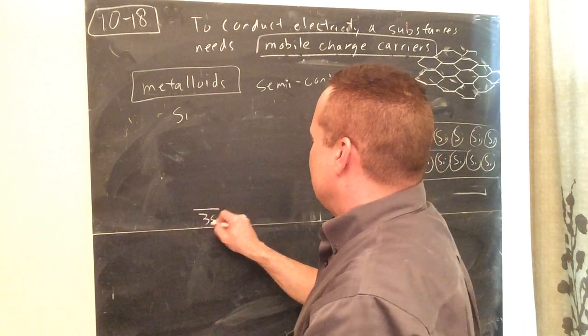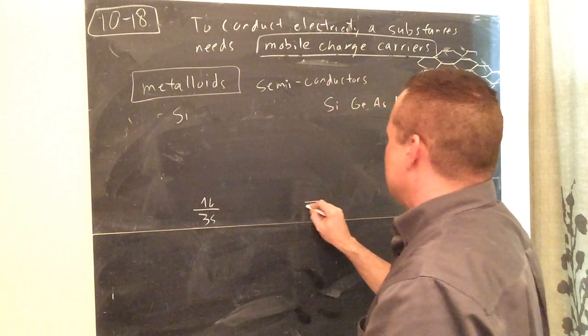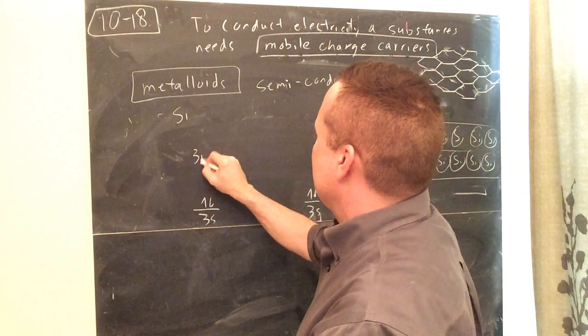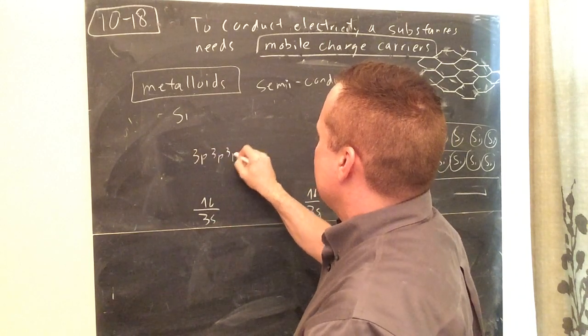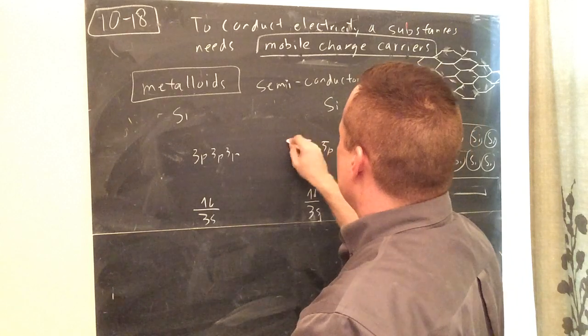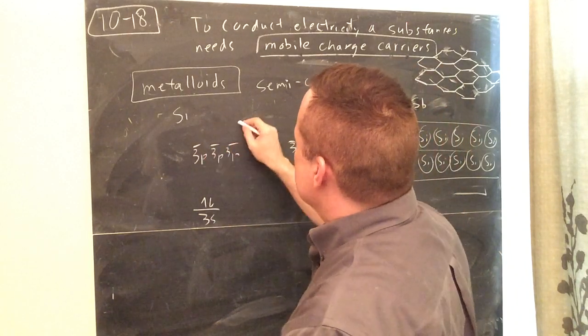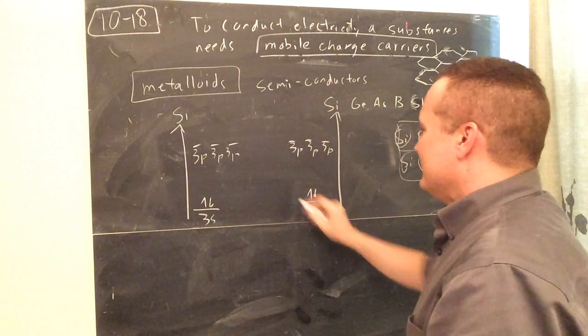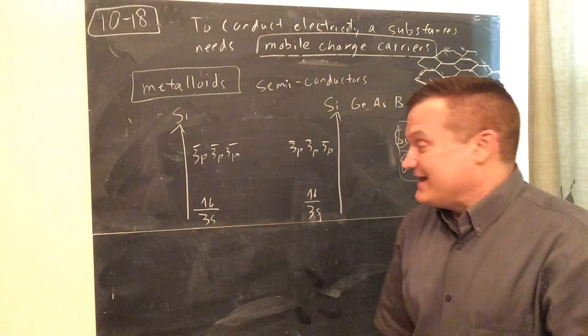3s and 3s here. 3p and 3p here. I like to draw it this way because this is kind of like the way I like to explain it. Oh well, this is the best way you could explain, I guess.